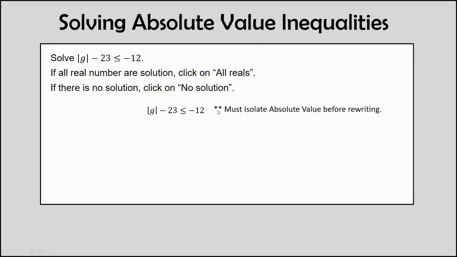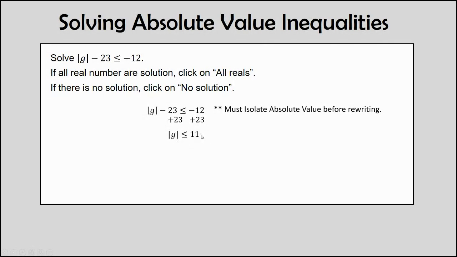No, you always got to go by the process. The process is isolate absolute value first before you analyze and make your determination. Okay. So how would I isolate the absolute value of g? Well, I'd have to add 23 to both sides. So the absolute value of g is less than or equal to 11. That's a positive number, so we can do this.